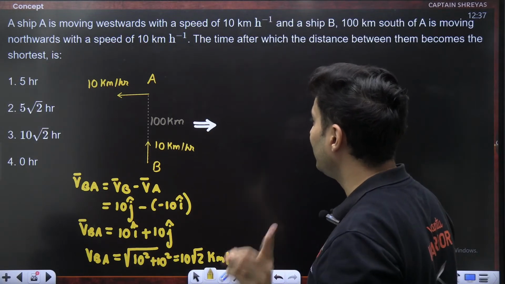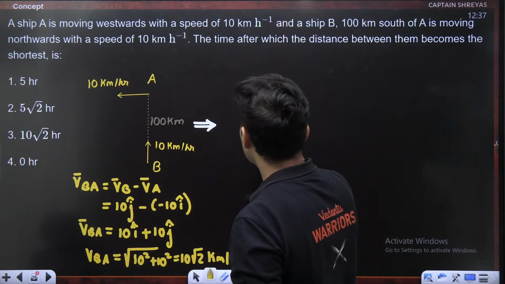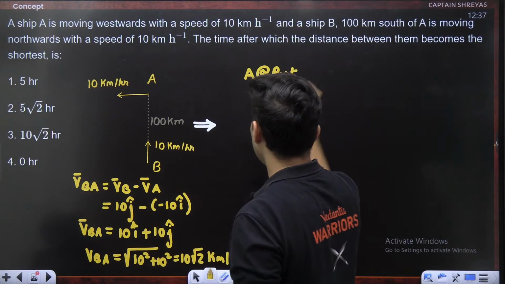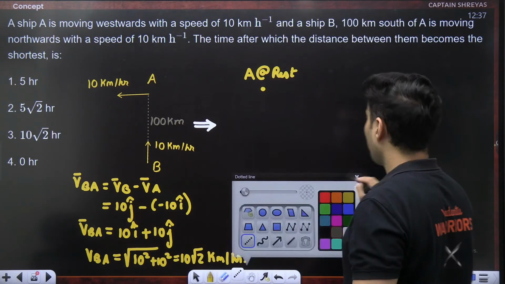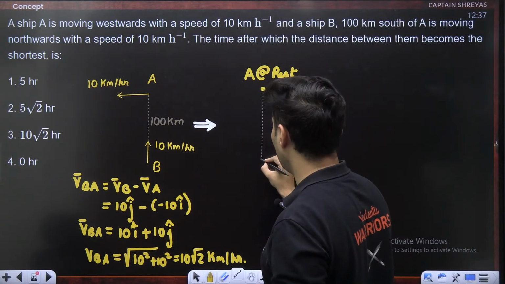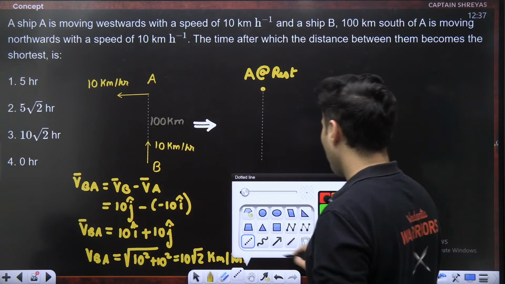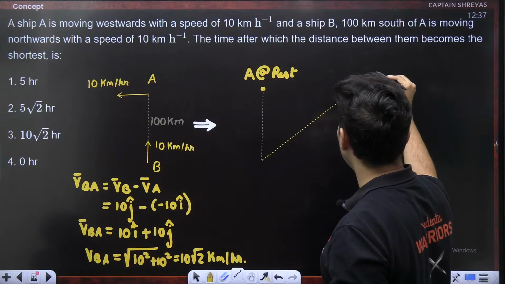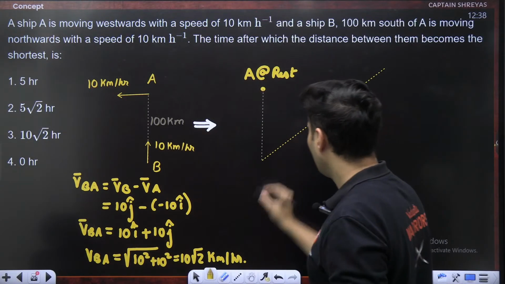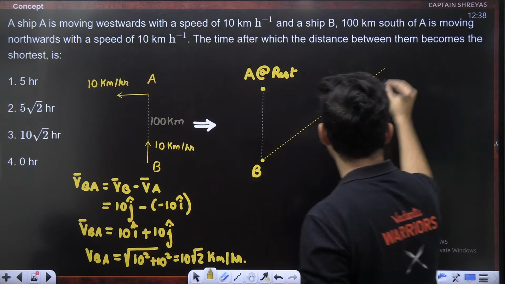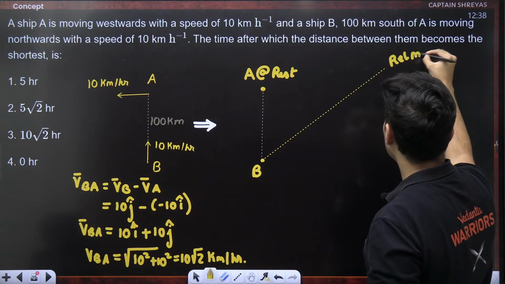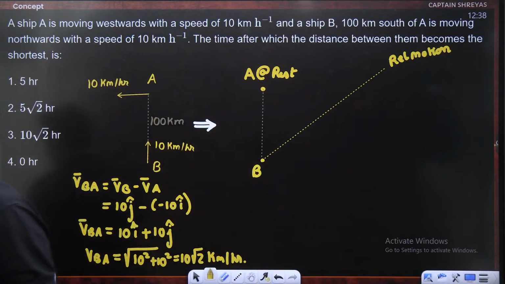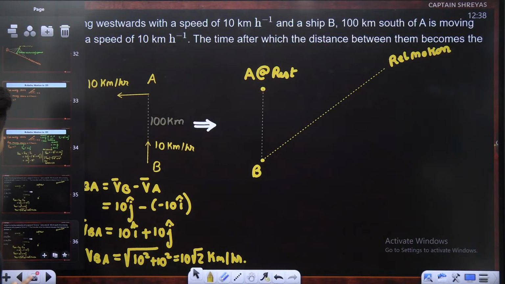And velocity of B with respect to A, meaning A is at rest now. A at rest, of course. And then you go 100 kilometers down over here. You will notice B going relatively like this in this particular direction. So this is how B goes. This is the direction of the relative motion. Everybody fine till this point? Okay.